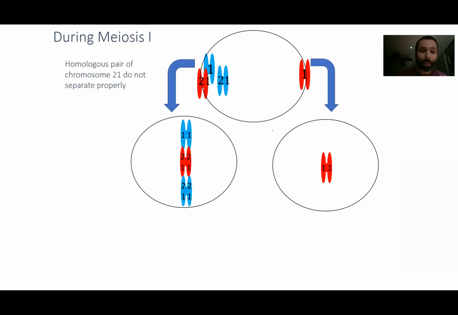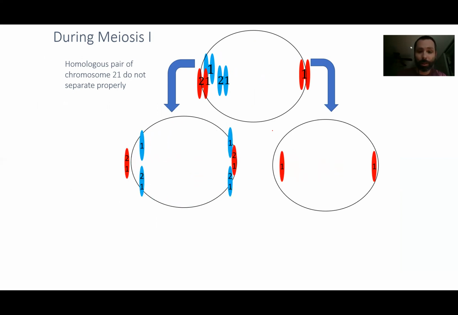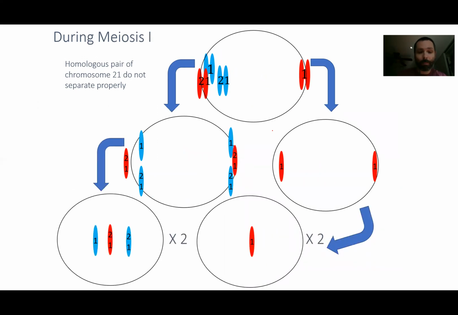So it just keeps going, and it goes to metaphase 2, where they line up in a single file line, and then you split those during anaphase 2, of course. And that all happens normally. But 2 of the sperm or eggs come out with an extra chromosome, and 2 of them come out without one. You can see down there, right?